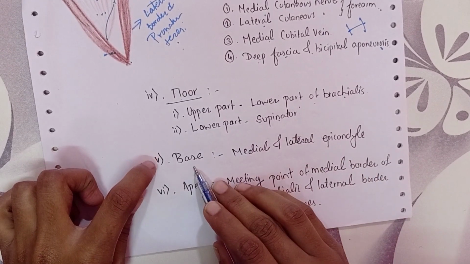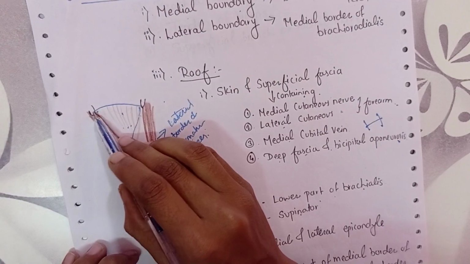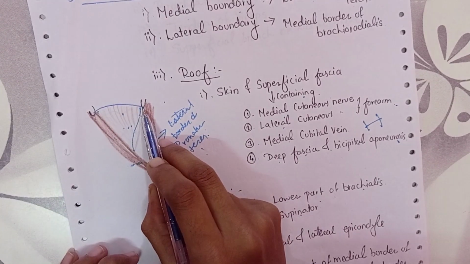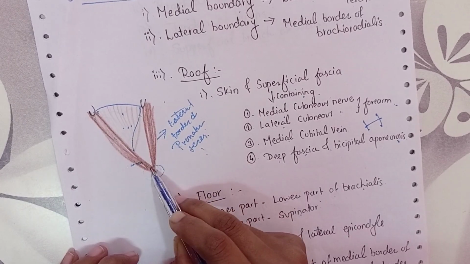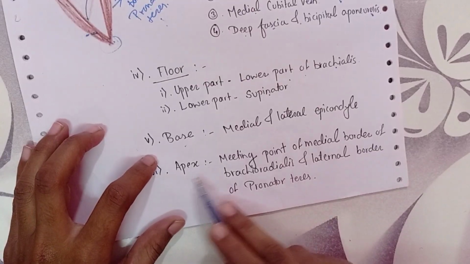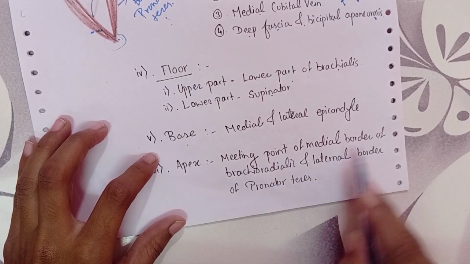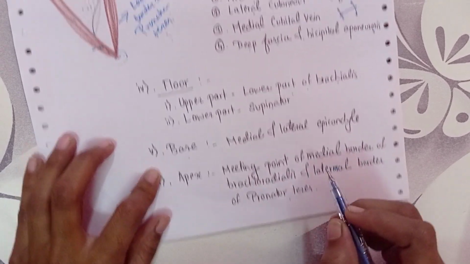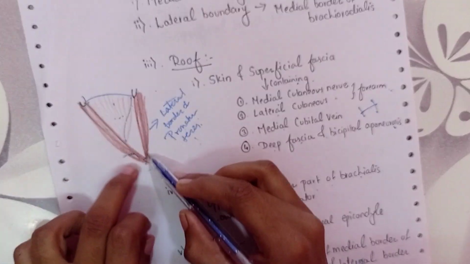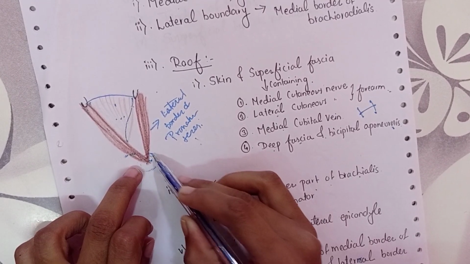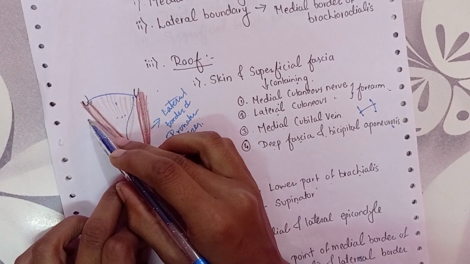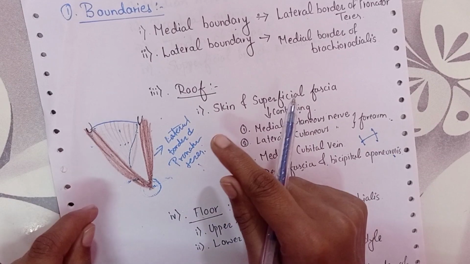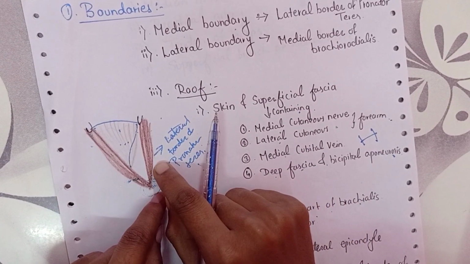Now, what is the base? The base is an imaginary line drawn from the lateral epicondyle to the medial epicondyle. This is the base and this is the apex. The apex is the meeting point of the medial border of the brachioradialis and the lateral border of the pronator teres. In this way, these two muscles intersect here, and this point is the apex of the cubital fossa.